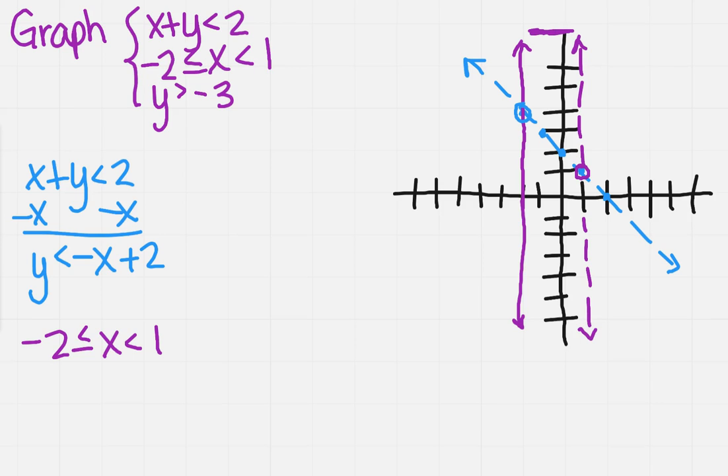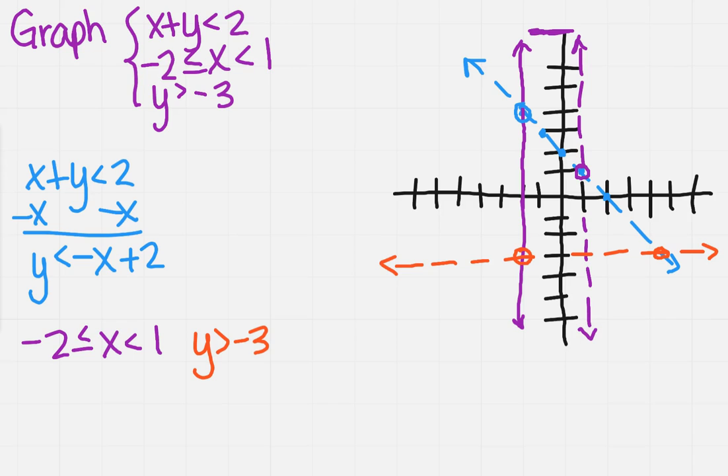Now, the final line that I have is y is greater than minus 3. Remember, your y lines run horizontally, so I go find minus 3. It says it's not equal to, so it's a dashed line again. And if it's a dashed line, it's not equal to, any places where they intersect is going to be an open circle.